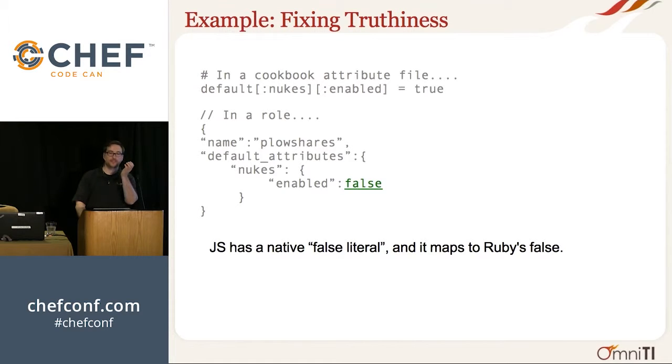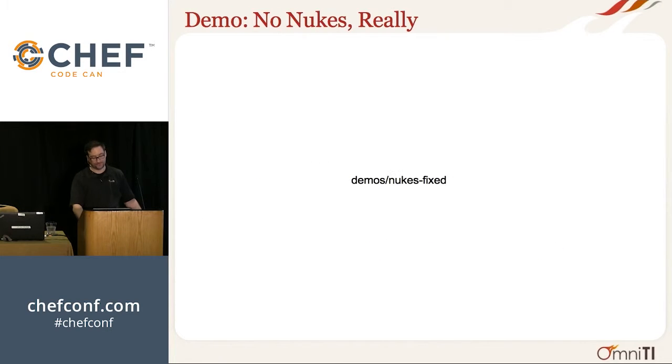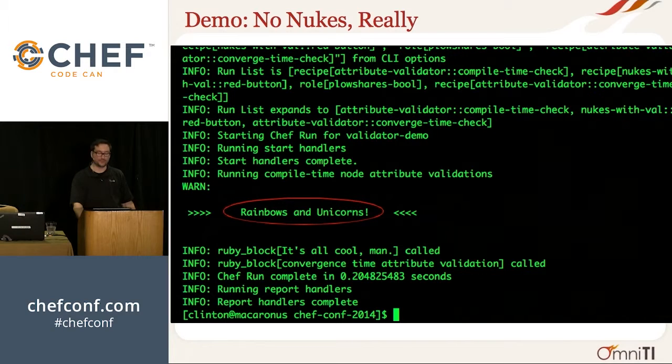Fixing truthiness. Yes, it turns out JavaScript does have a literal false, and you can just say false. That works. Kind of lucky, though. That's like one of the few types you can use in JSON. There's not a lot. So anyway, I do have a demo of it running and not blowing up, but it's not that interesting. It just works.